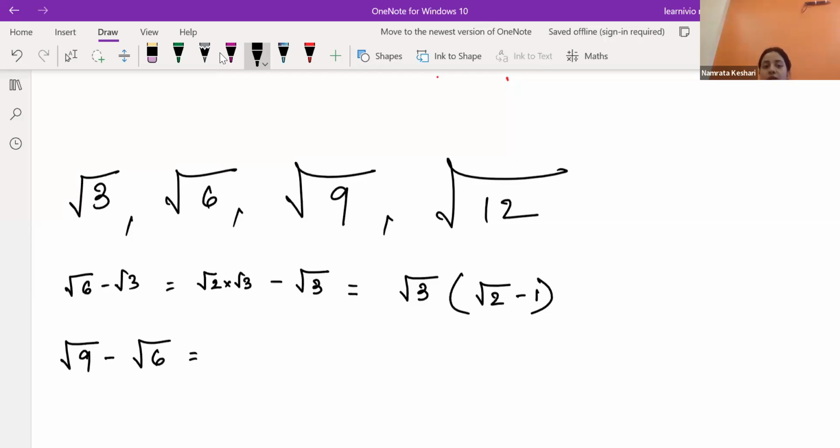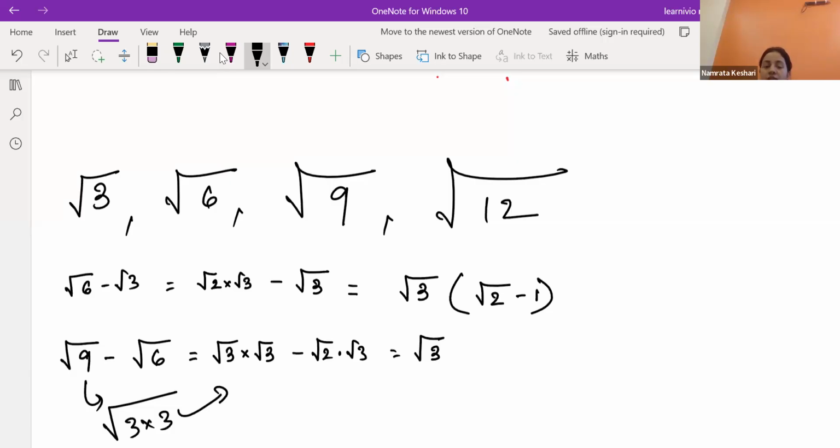If I take root 9 minus root 6, root 9 is nothing but root 3 into root 3, because 9 means this only. I have just split the roots, right? And root 6 is the same, root 2 into root 3. Again, we can see root 3 is the common factor. And what is remaining? Root 3 minus root 2.